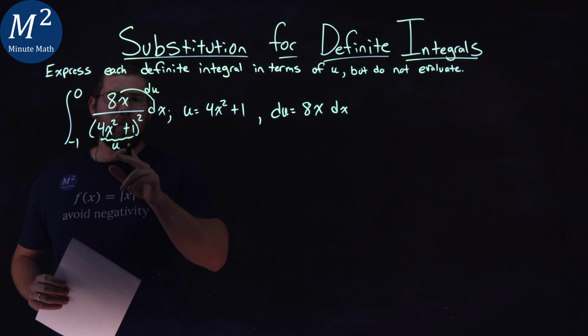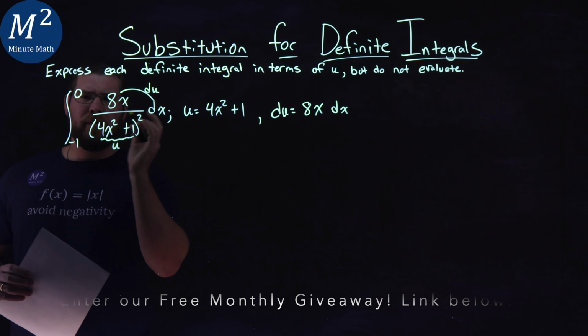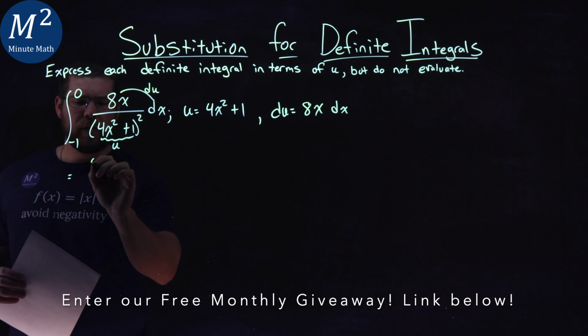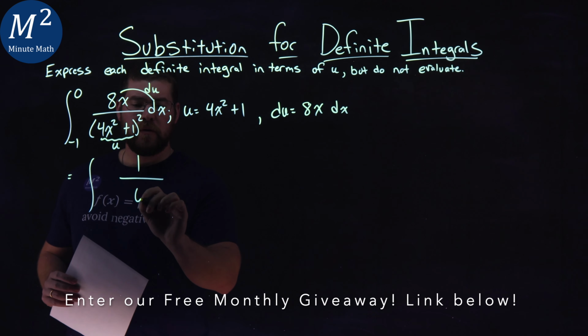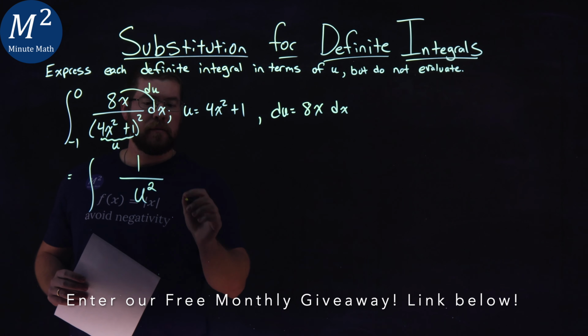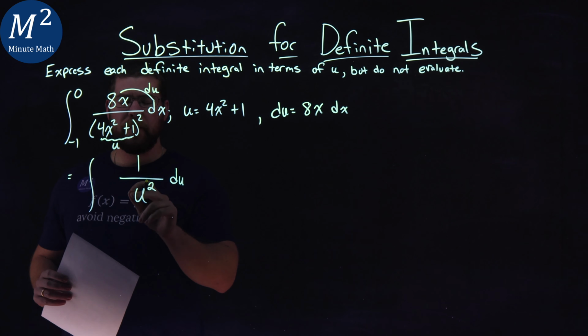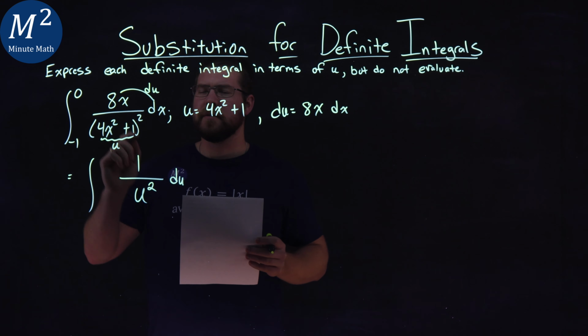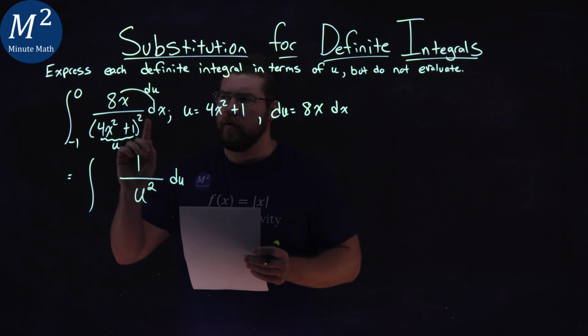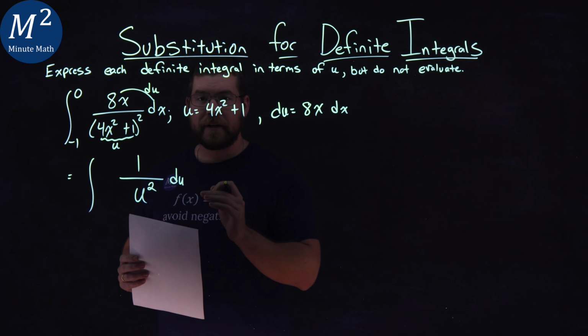Now what's tricky is when we're writing this in terms of u, we've done this before, we have the integral here, and we're going to write this as 1 over u squared du, right, lines up. What's tricky here is, for integration from -1 to 0, what do we do with those values? Those values are in terms of x.